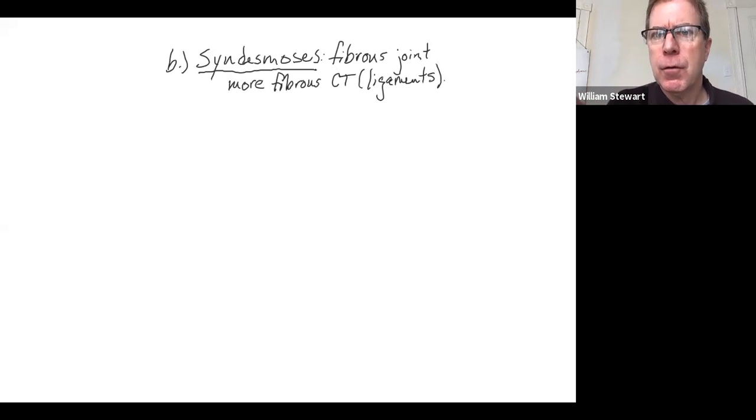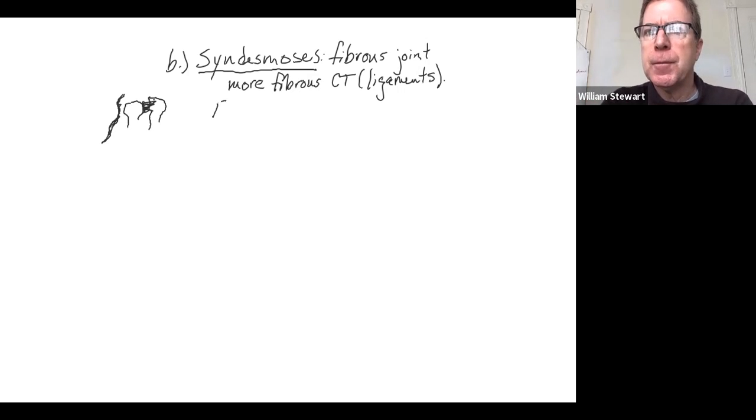A suture, the fibrous connective tissue is so short, it doesn't even look like a joint. It looks like this, almost like two bones glued together. In syndesmoses, we might have a bone, an actual end of a bone like this, and we see this short little fibrous thing before it connects to another bone. So there's more distance, more fibrous connective tissue that we call ligaments in there.